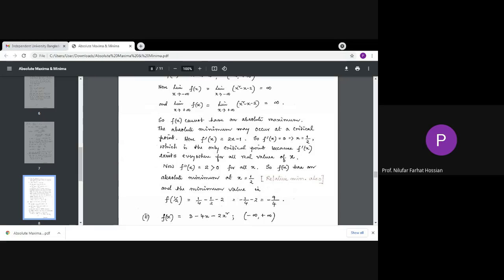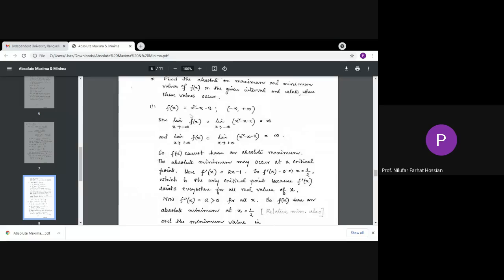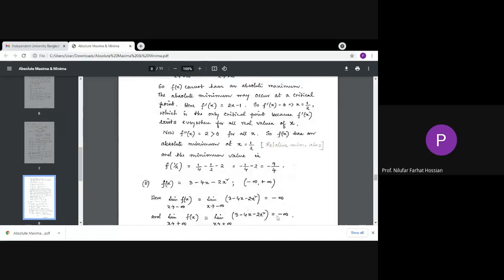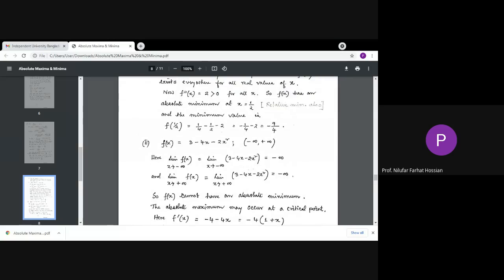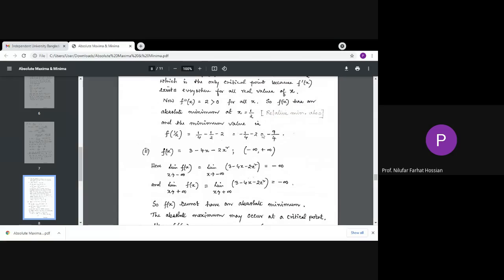Is there any question? No, miss. Okay, so now find the absolute minimum value. Just put x equals half in your original function, and the value becomes what? It is minus 9/4. So this is the absolute minimum value of the function, and it occurs at the critical point x equals half.